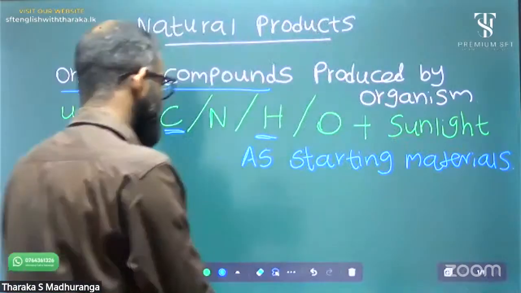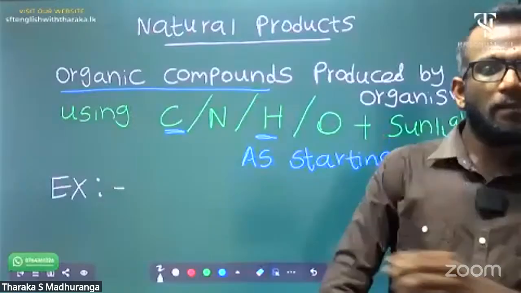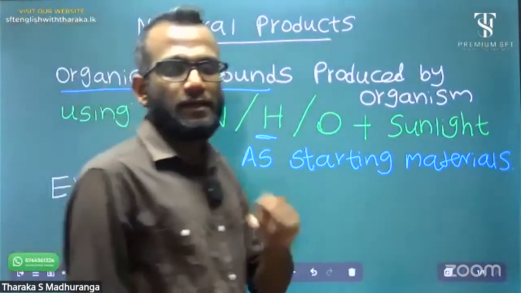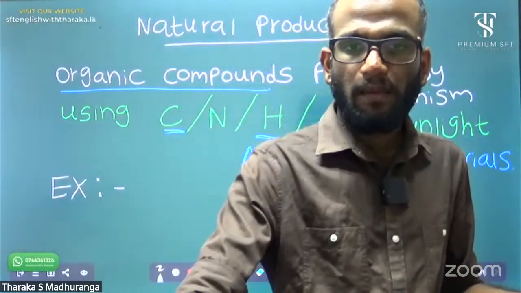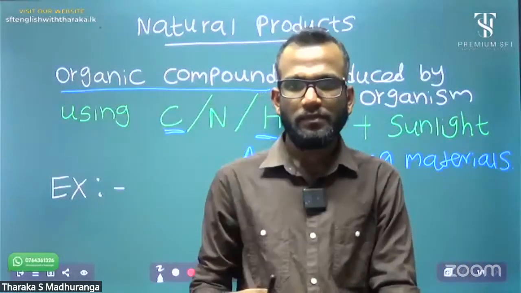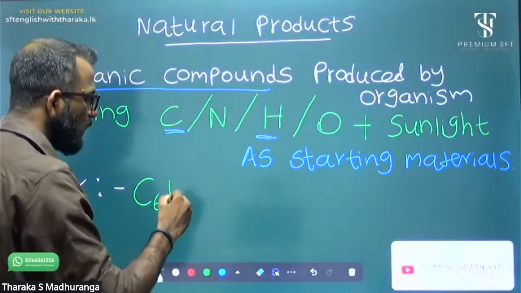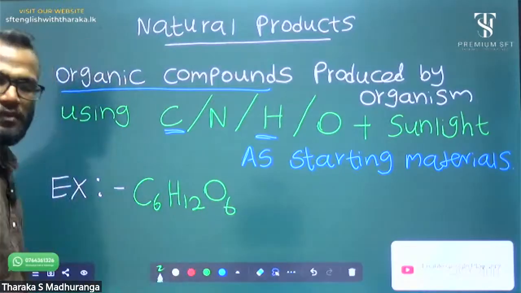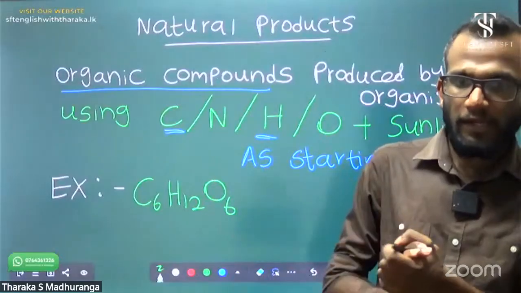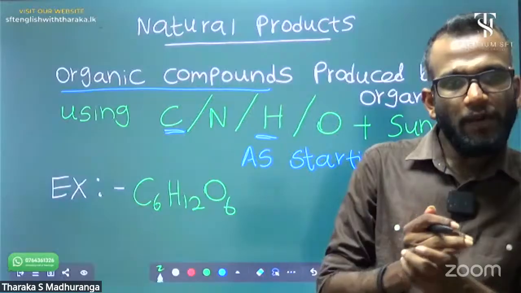What are the examples? Organic compounds produced from carbon, hydrogen, oxygen, nitrogen plus sunlight. What is the main product of the photosynthesis reaction? Glucose, right? Very good. What is the chemical formula of glucose? C6H12O6. It contains carbon, hydrogen and oxygen, and photosynthesis takes place in a plant with sunlight, always sunlight, right? Then carbohydrate is a type of natural product.